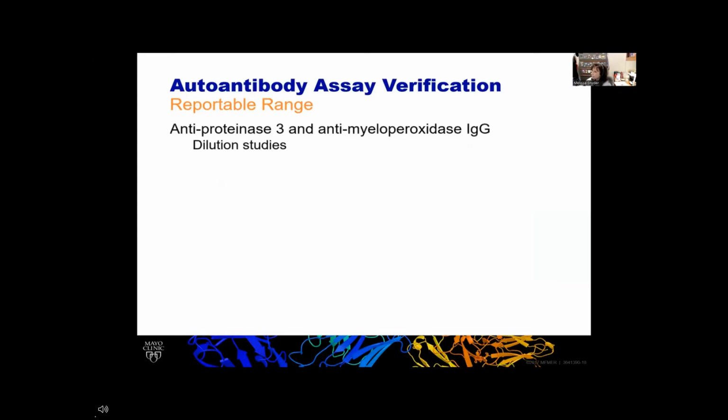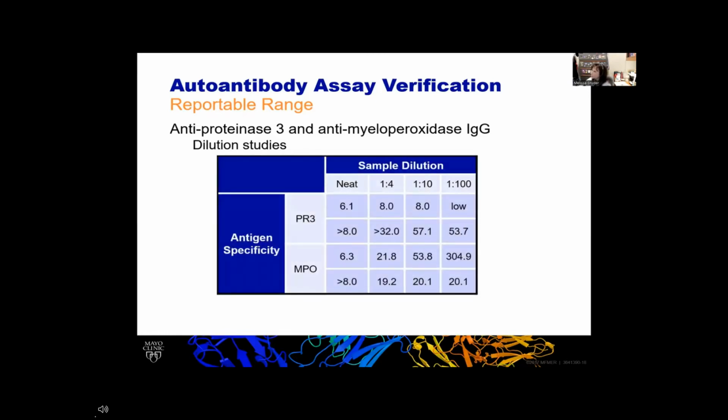Another set of data I'd like to show you is proteinase 3 and anti-myeloperoxidase IgG antibodies. On this particular data set, I'm showing you some dilution studies. And then I'm going to show you data for both proteinase 3 and myeloperoxidase on a couple of different samples for each. And I want to show you the differences that we saw here. So let's look at PR3 to start with. For PR3, we started with a neat sample and then did serial dilutions at 1 to 4, 1 to 10, and 1 to 100. And then we calculated the reactivity based on that dilution to compare to the neat.